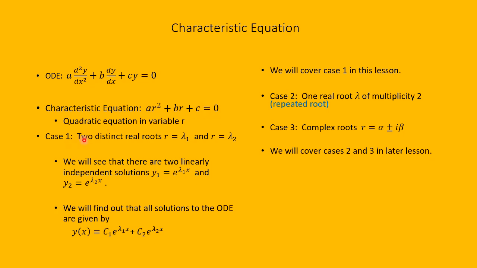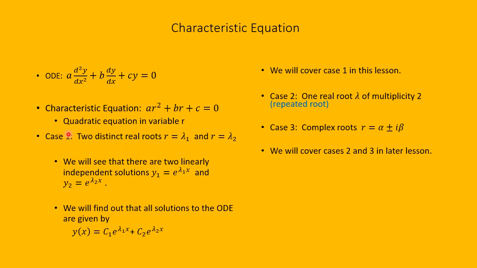Let's call case 1 the case of 2 distinct real roots, r equals lambda 1 and r equals lambda 2. We'll cover later case 2 where we have one real root of multiplicity 2. It's a repeated root, in other words. And case 3 we'll consider complex roots of this quadratic equation, r equals alpha plus or minus i times beta. We're going to cover case 1 in this lesson, and we'll cover cases 2 and 3 in a later lesson.